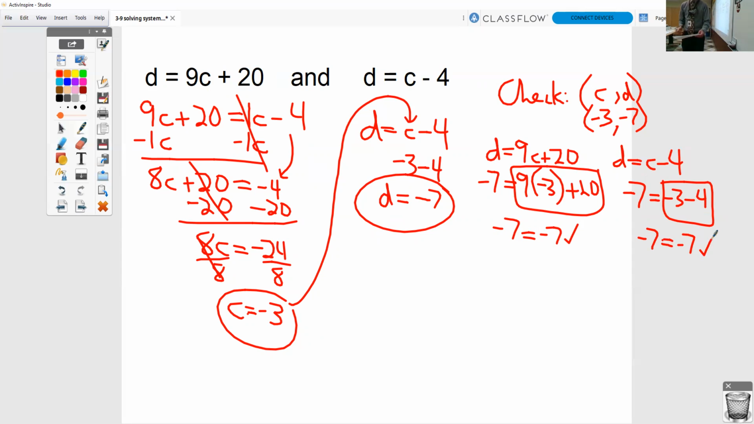It checks. So the moral of the story here is set both equations equal to each other, solve for one of the letters, take that answer, sub it into either one of the two equations. You have your choice to find your other letter. Then once you get that answer, do your two checks. It has to check in both equations to be the correct answer. If it doesn't, you did something wrong.